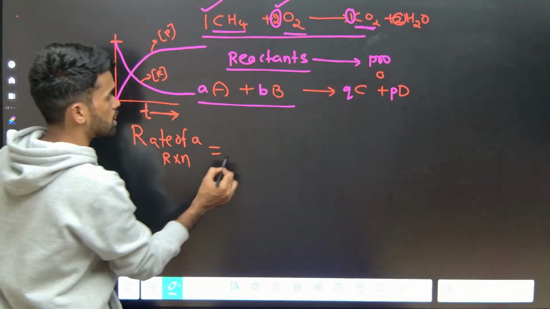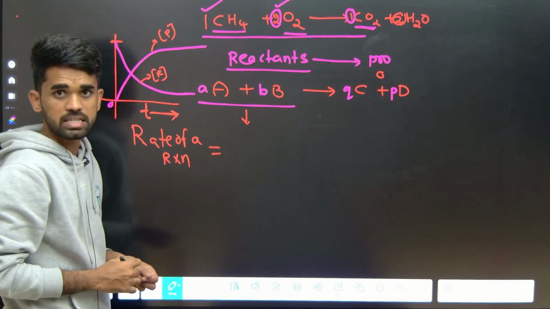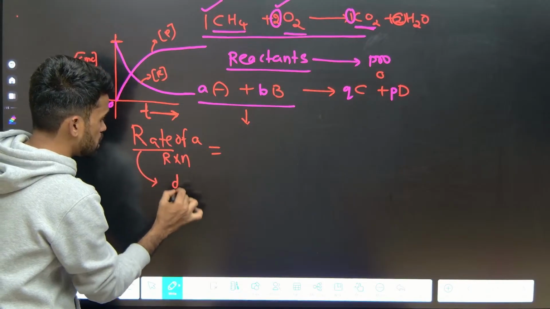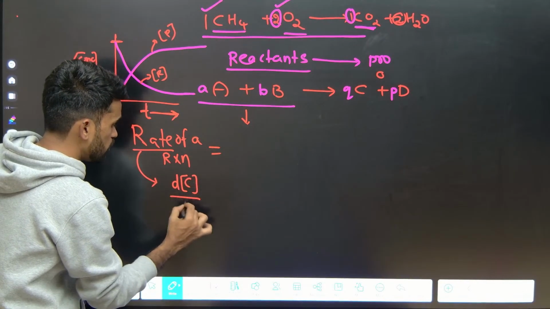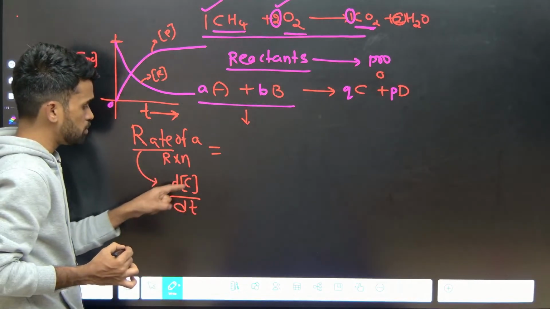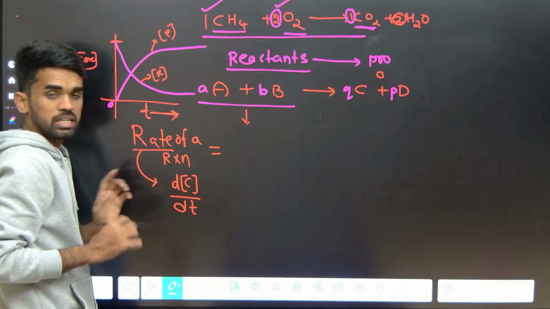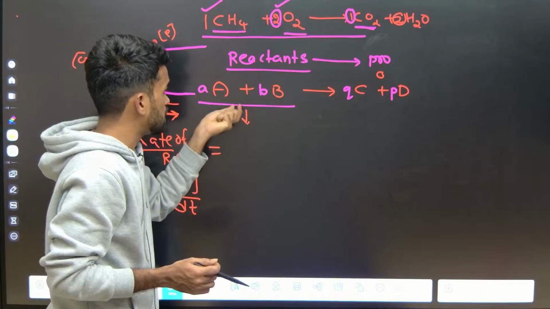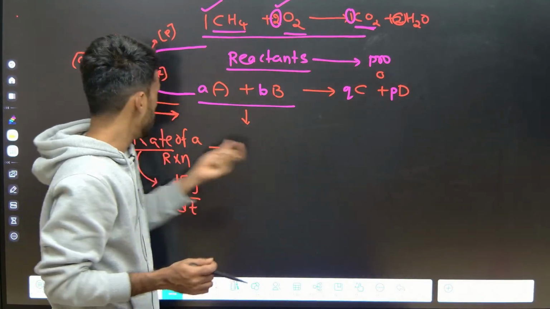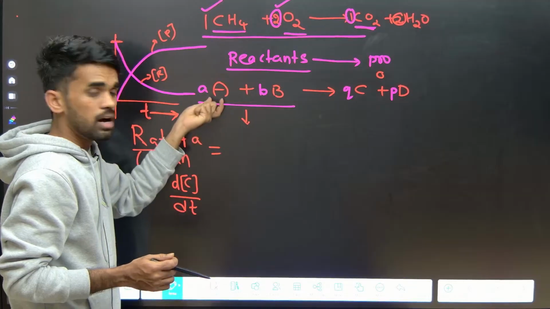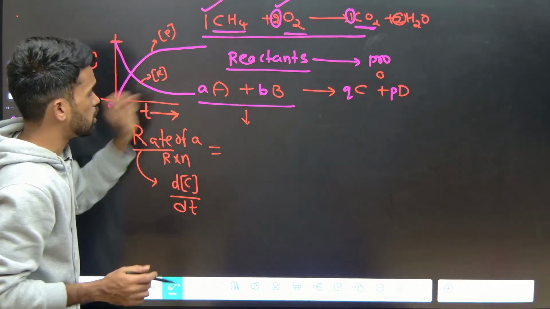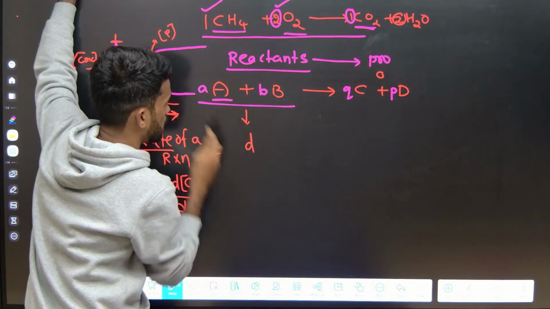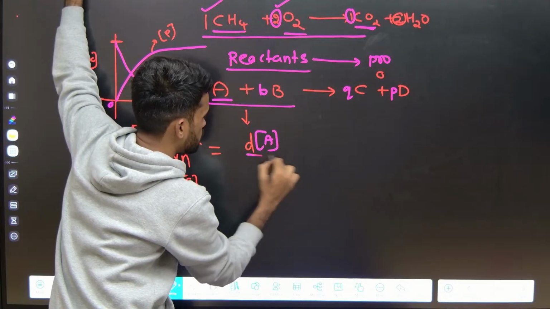Now what happens during a chemical reaction? Reactant concentration decreases. So the rate of a reaction means the change in concentration with respect to time. dC by dt means change in concentration by change in time. The amount of reactant concentration decreased in unit time is called the rate of that chemical reaction. How can we write the rate with respect to reactants? What is our reactant here? A. So you write dA by dt first.